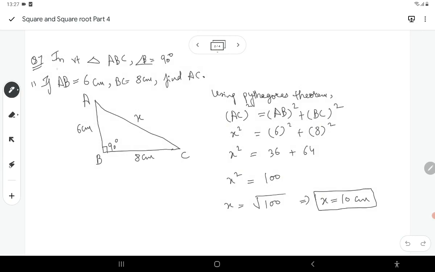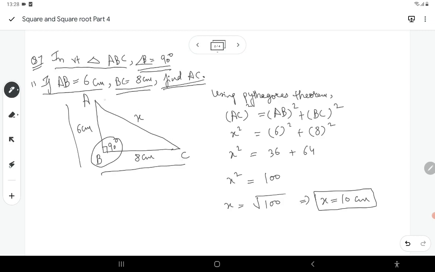Next question says, in right triangle ABC, angle B is equal to 90 degree. If AB equal to 6 centimeter, BC is equal to 8 centimeter, find AC. So you can see the triangle, AB equal to 6 centimeter, BC is equal to 8 centimeter, angle B is equal to 90 degree, and we have to find AC. So let AC be equal to X.